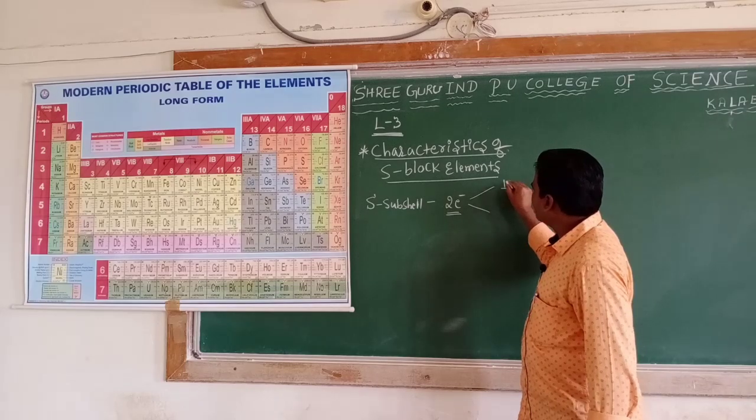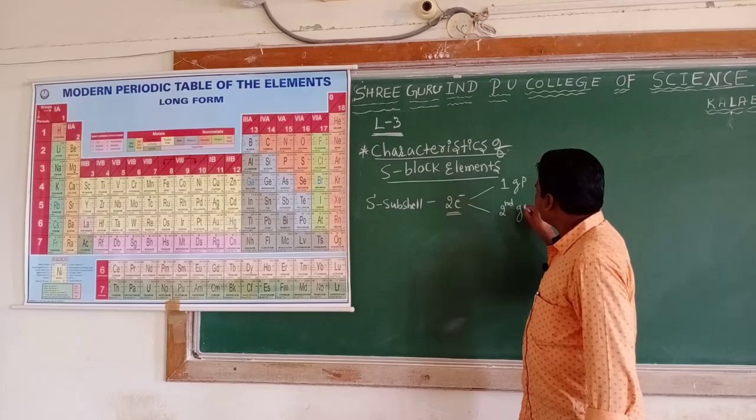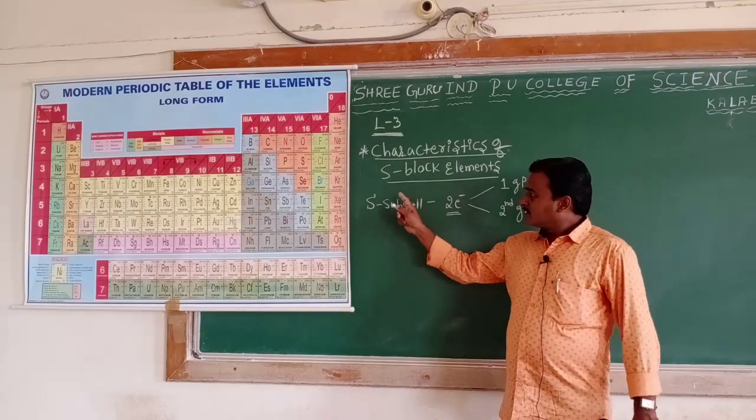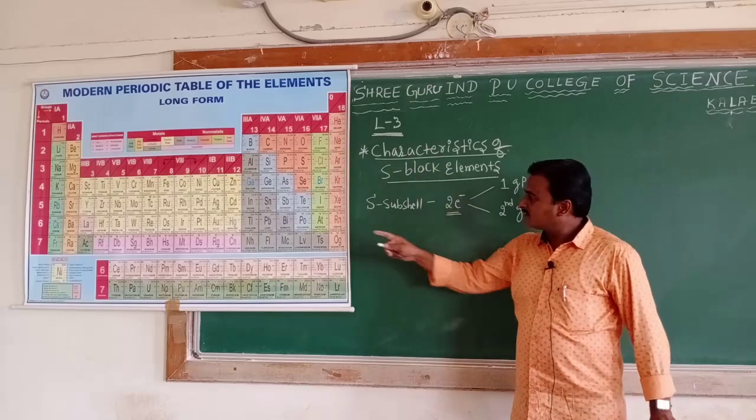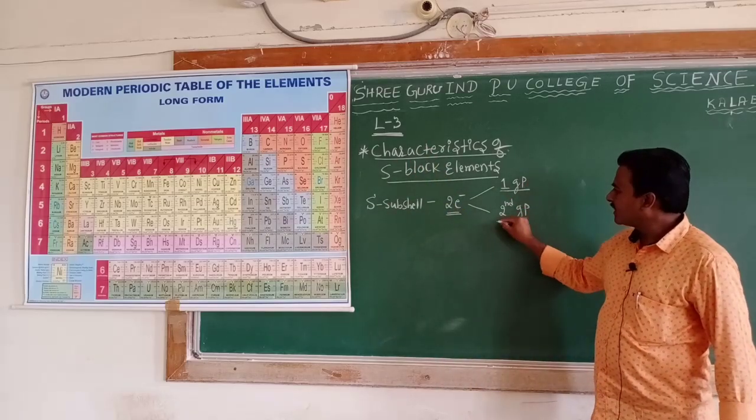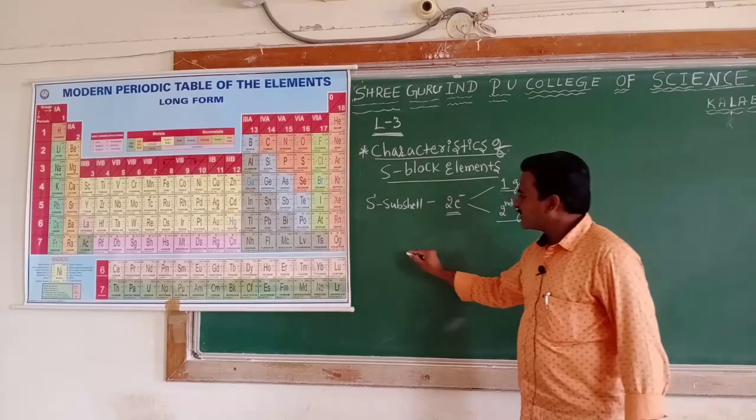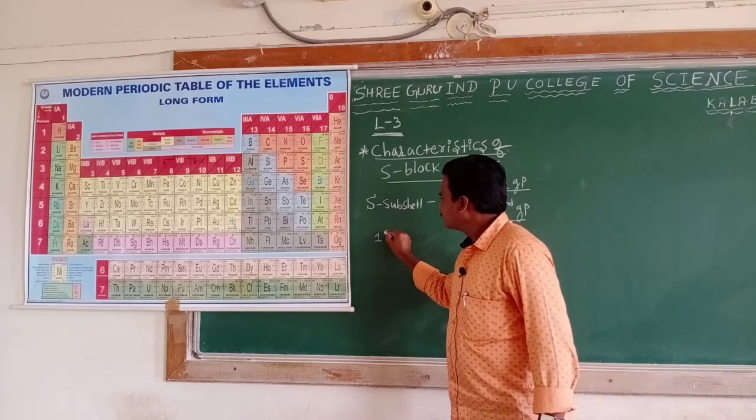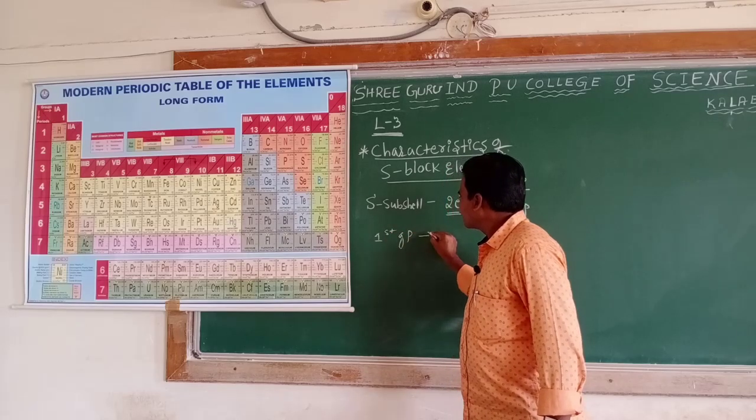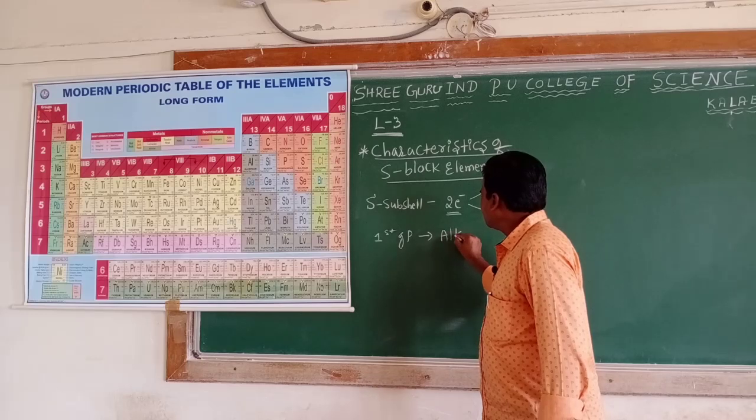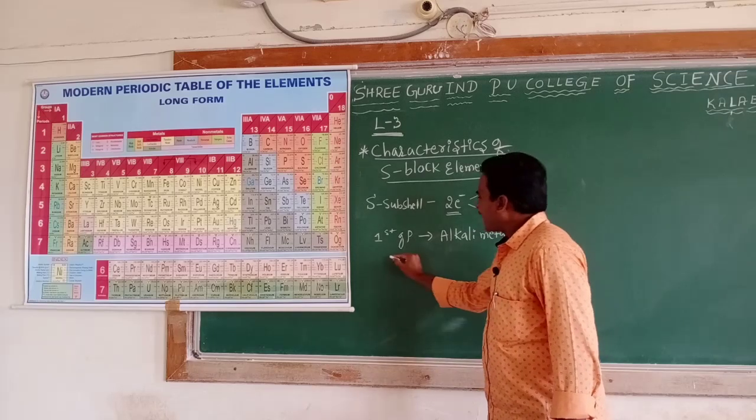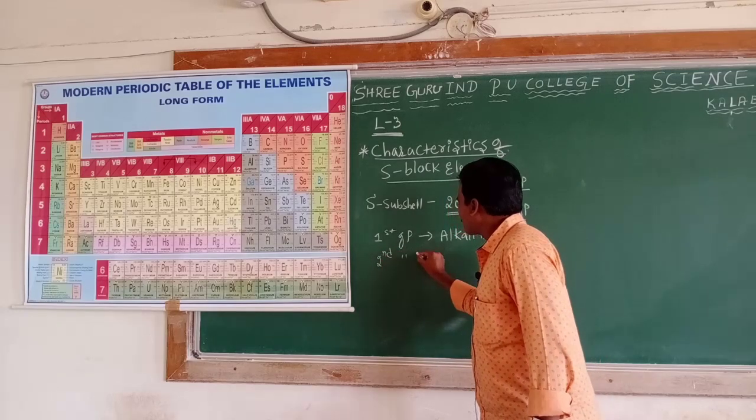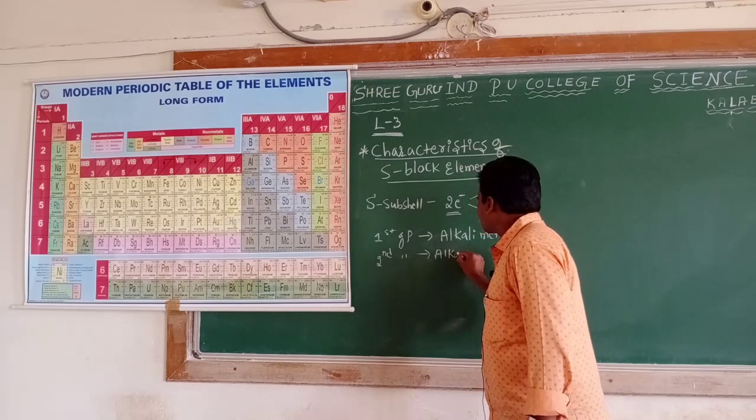It contains 2 groups, group number 1 and the second group. I repeat, since the S subshell contains 2 electrons, the S block consists of 2 groups, 1 and 2. First group elements are called alkali metals, and the second group elements are called alkaline earth metals.